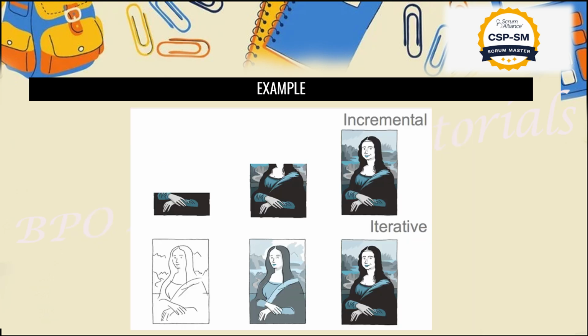You can see the second example here. I'm creating a picture, wherein in the incremental approach they will start one by one. First they will work on the hands, then the body, then the entire photo. But in the iterative approach, they will create a blueprint first and work at a time on all the things so that they can give the complete project to the user. So these are the examples for the iterative and the incremental approach.